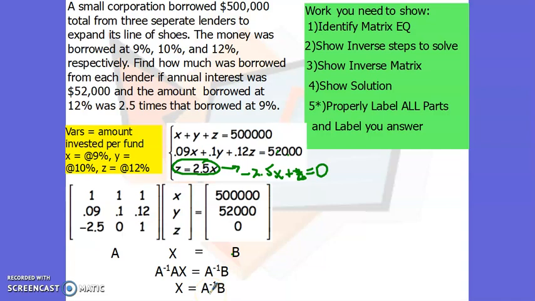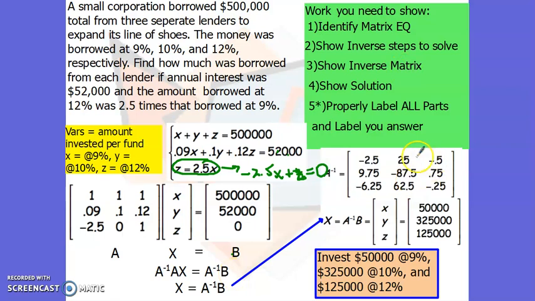So again, the steps we need to show: identify the matrix equation right here, show those inverse steps right here, and then finally show the inverse matrix over here at the right. Note A inverse there. Let me get rid of that 0 in our way. Okay, A inverse. Put that over just a little bit. Our inverse matrix is right here, and by taking A inverse times B, we get our 3 numbers there, which are x, y, and z, basically our three different interest formulas.